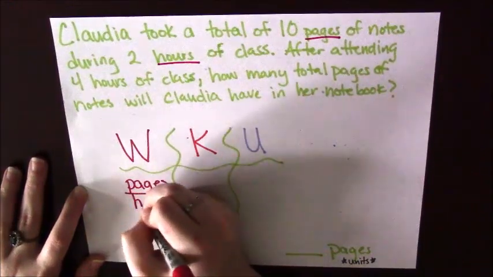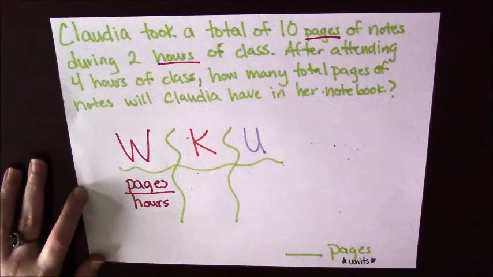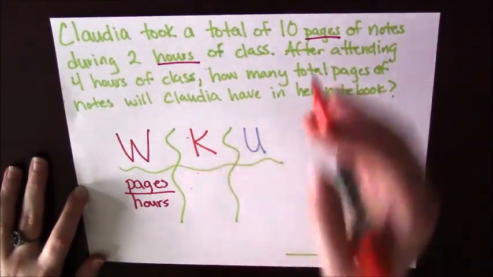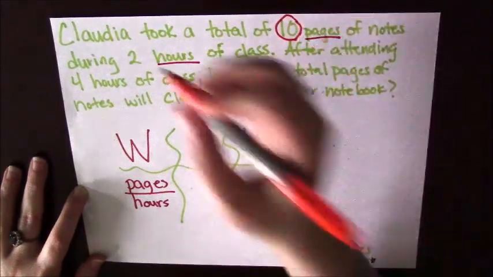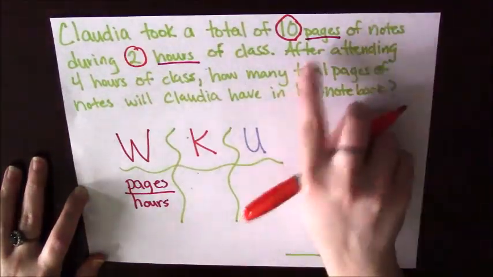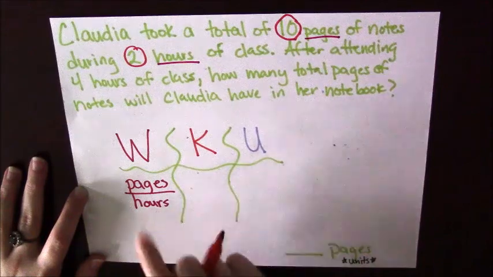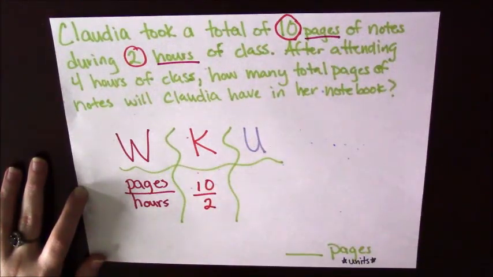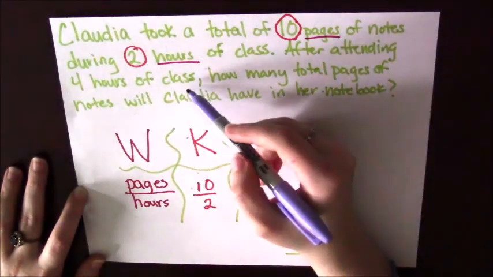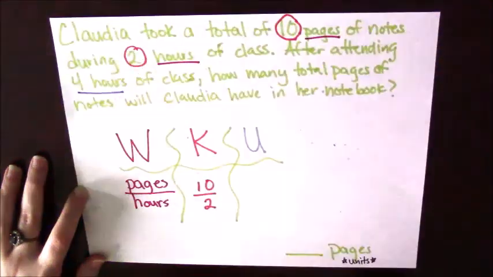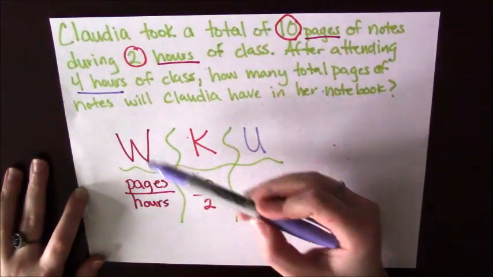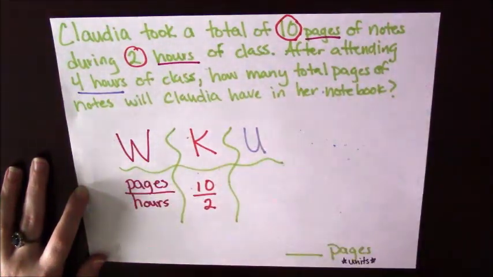So then I need to know what information they gave me. What do I know? We already said it was 10 pages to 2 hours. So again, remember, make sure they stay consistent. So it's 10 over 2. And now I need to know what's my unknown. It says after attending 4 hours of class, so they gave me 4 hours. Should I go in my numerator or denominator? It's talking about hours, so it must go in my denominator. So I put the 4 in my denominator.